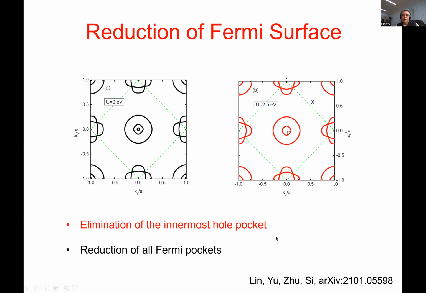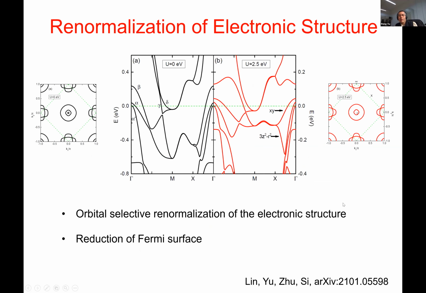And this is indeed shown in our calculation. Especially, we find two features. One is all the pockets, including both the hole pockets and the electron pocket, just shrink. And most interestingly, for the innermost hole pocket, we find that it's fully eliminated if we apply a finite U, where there is a pretty strong orbital selectivity. Okay.